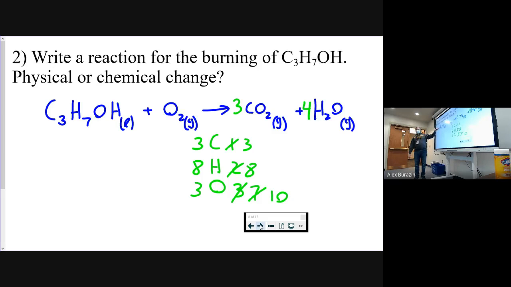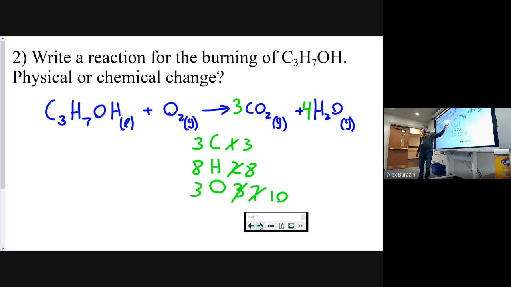Now, I want 10 oxygens over here. Do I want to change that? No, that messes everything else up. I don't want to mess with that at all. I would love to just fix this one and make it all work out. But currently, I need 10. I have 1 right here, which means I need to get 9.